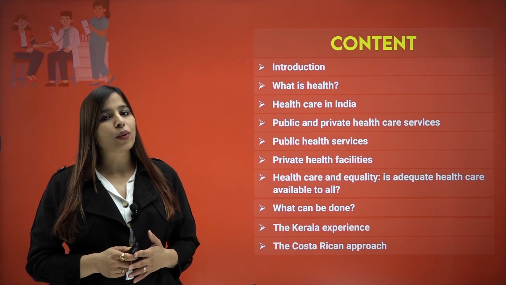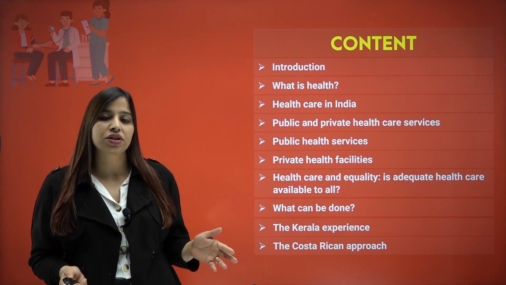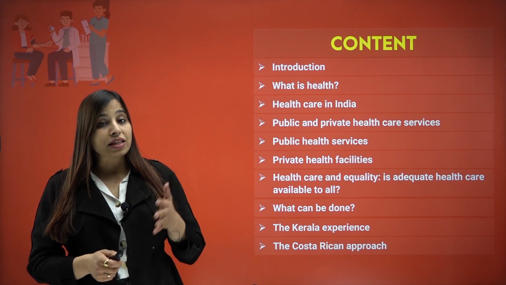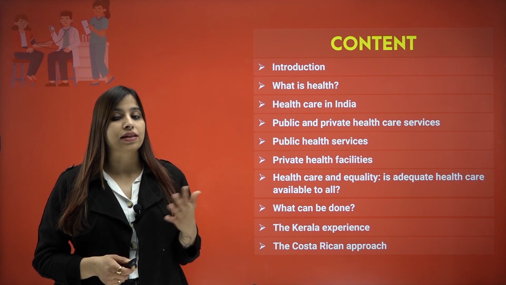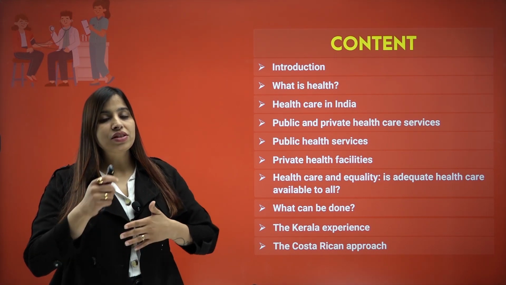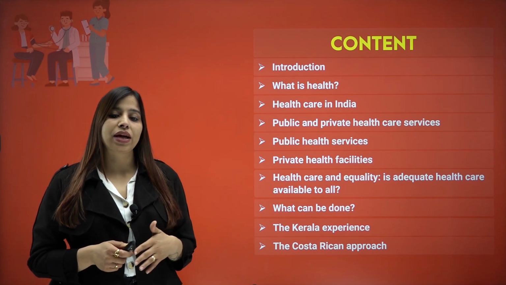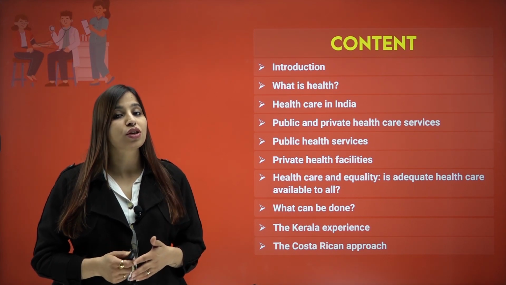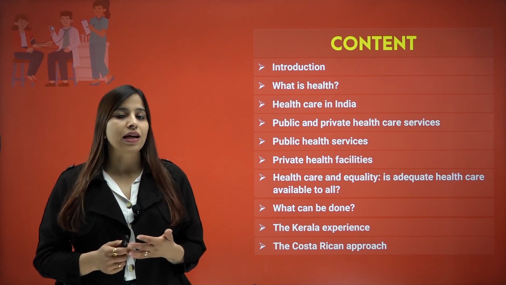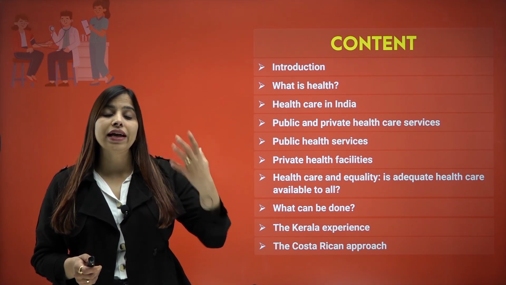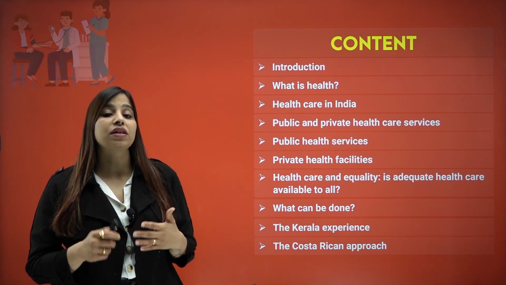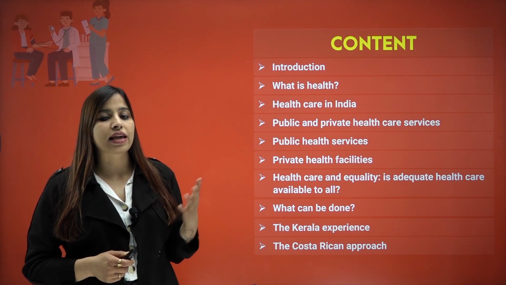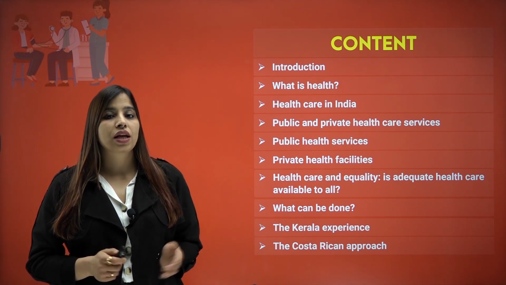Moving on, what we are going to cover in today's chapter is the basic introduction, which I have already begun. What is health? Healthcare in India. Public and private healthcare services, because there are two sectors that deal with the health services. Then we will discuss them individually, first the public, then the private one. Then healthcare and equality. As I told you in my previous sessions also, civics is all about creating equality. That is why with every topic, we would relate how we can create equality, and if it doesn't exist, then what are the reasons. What can be done, and then there are two case studies, the Kerala experience and the Costa Rican approach. So, let us begin.